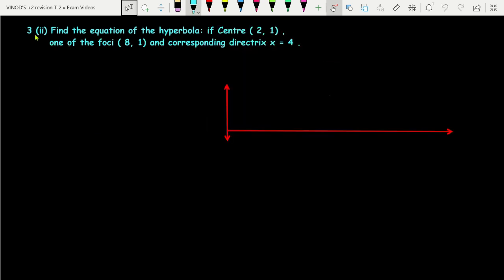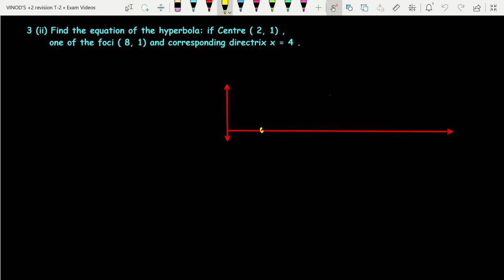Exercise 5.2, problem number 3, second subdivision. Find the equation of the hyperbola if the center is 2, 1, one of the foci is 8, 1, and the corresponding directrix is x is equal to 4. First we will plot the center 2, 1. 2, 1 lies in the first quadrant.